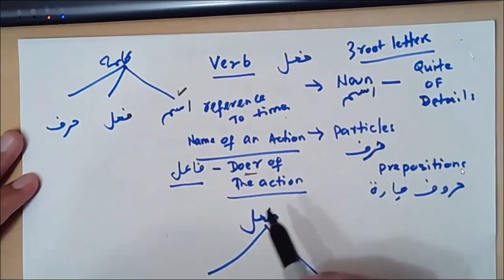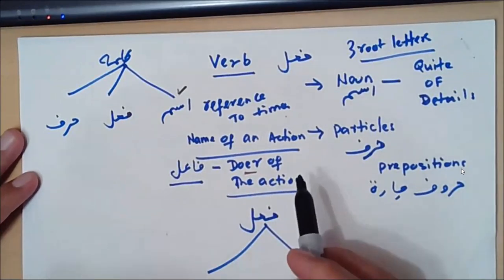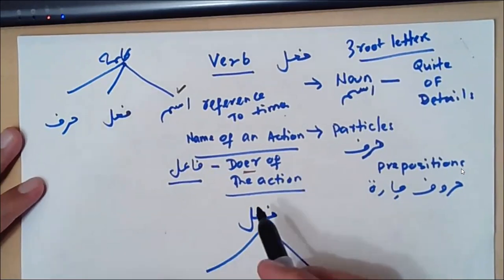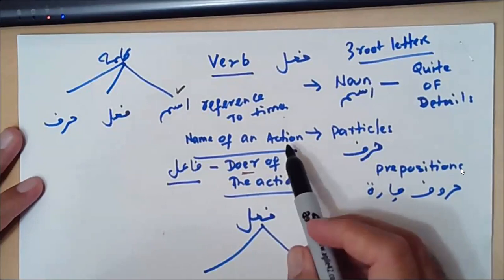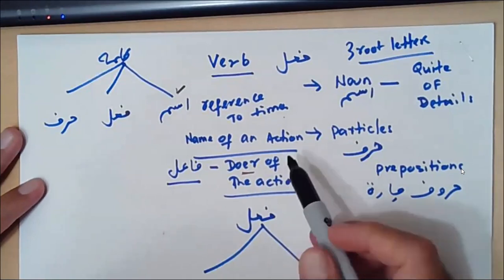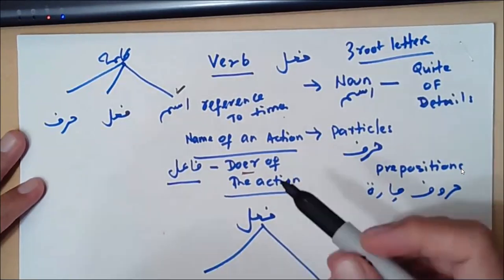A verb can change the state, basically. Yes. Like we were talking about a noun being a book or something, and then if you add a verb, you know, he wrote a book or something. Yes. So verb is an action.